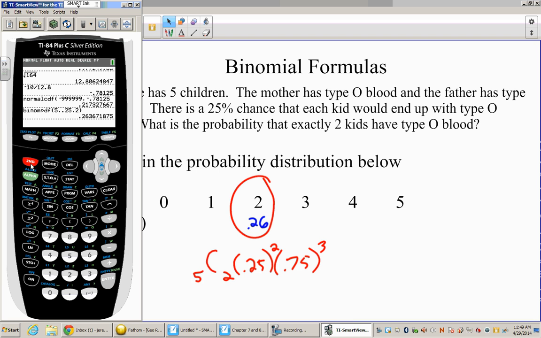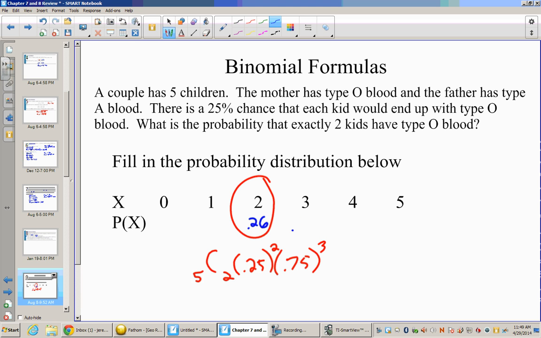Now, I could just hit second enter and modify this last number to a 3, and now I get my value over here. There's about a 0.087 chance that 3 kids have type O blood. And you can keep doing that to fill out the rest of the distribution.